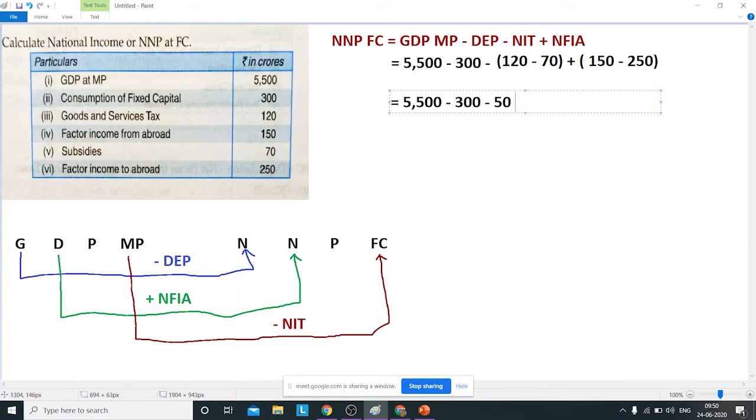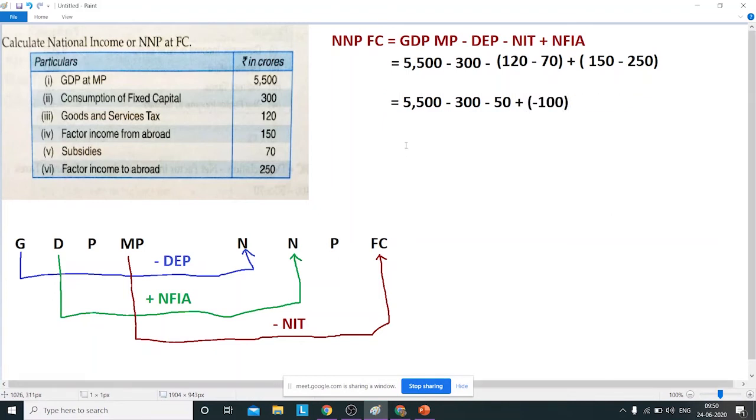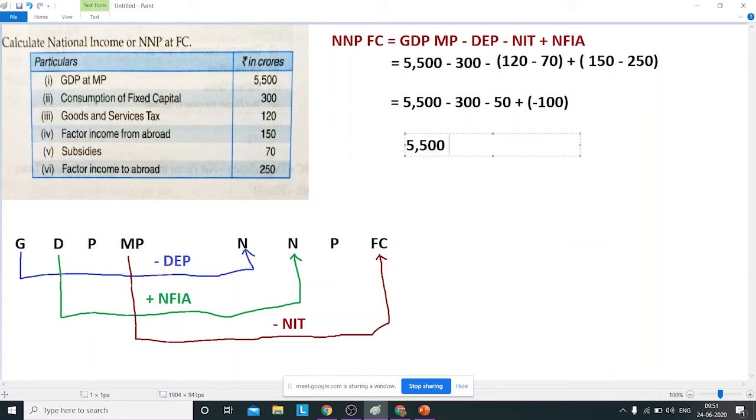Then plus this I'll put in bracket. Why? Because 150 minus 250, how much is it? 150 minus 250 is minus 100. Yes, very good. So minus 100 I wrote here within the bracket, right? When it comes outside the bracket, this plus will change to minus. So 5,500 minus 300 minus 50. Then this plus minus 100 will become minus 100. Is it clear?